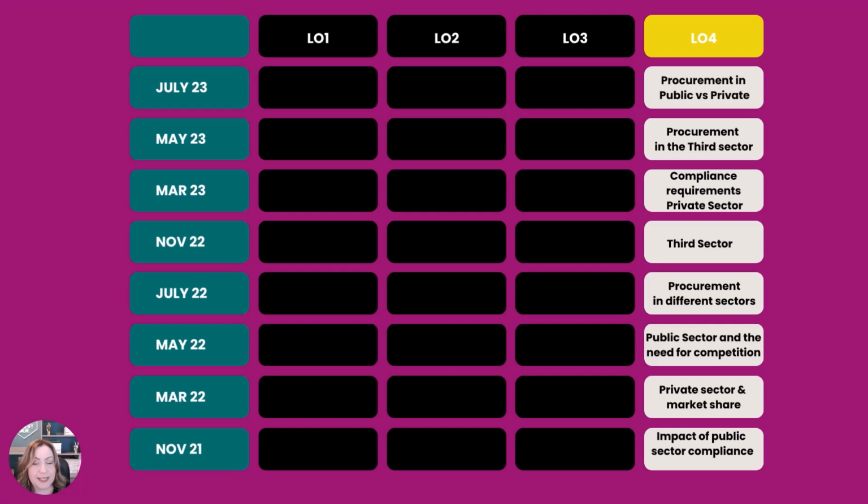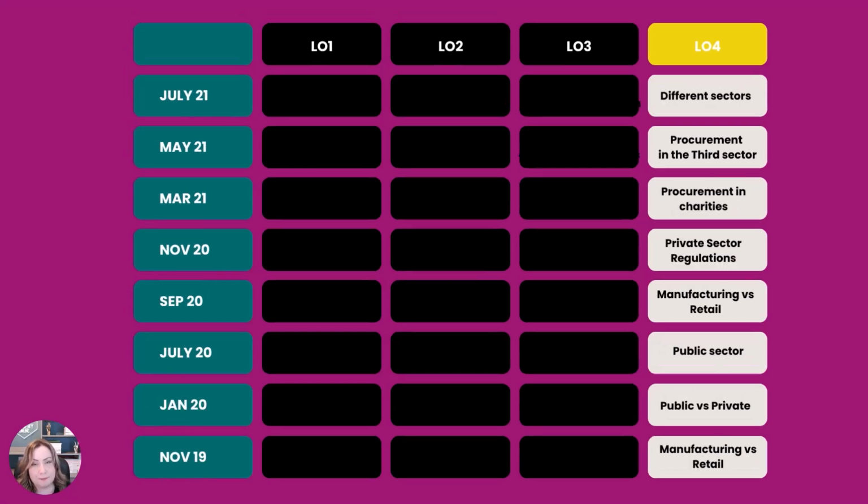March 22 was private sector and market share. November 21 was the impact of public sector compliance. July 21 was across all 3 different sectors. May was third sector. March was procurement in charities. So again, third sector, but specifically about charities. November 20 was private sector regulations. September 20 was a great question: manufacturing versus retail. I love this question. July 20 was public sector. January 20 was public versus private. And November 19 was manufacturing versus retail.